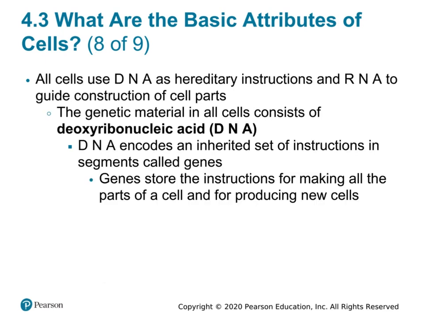All cells also have genetic material. DNA is the hereditary instructions that RNA utilizes to guide the construction of proteins and make other cell parts. DNA stands for deoxyribonucleic acids, and segments of DNA are called genes. And genes store the instructions for making all of the parts of a cell, specifically proteins.